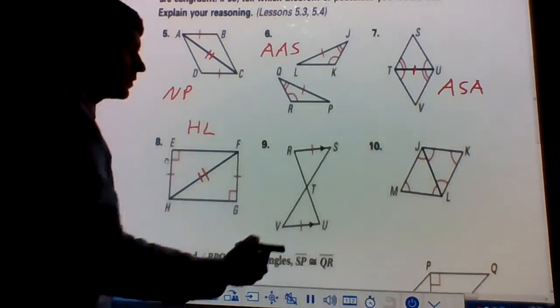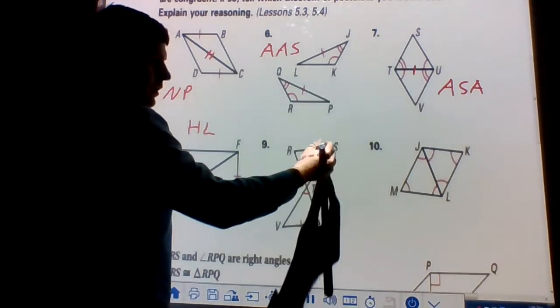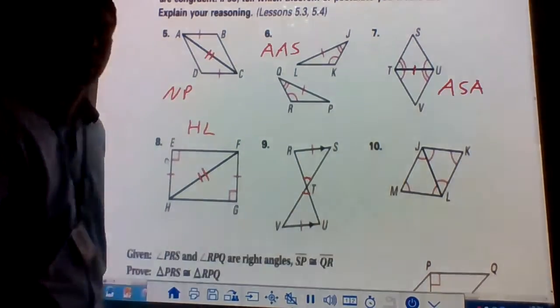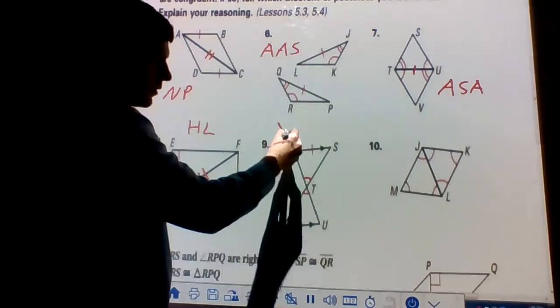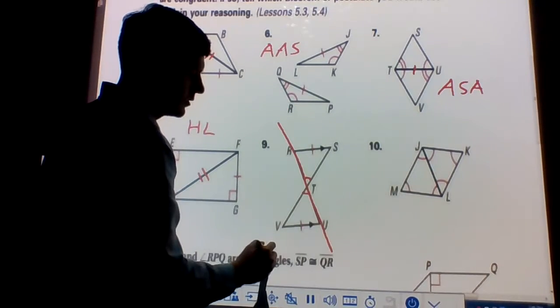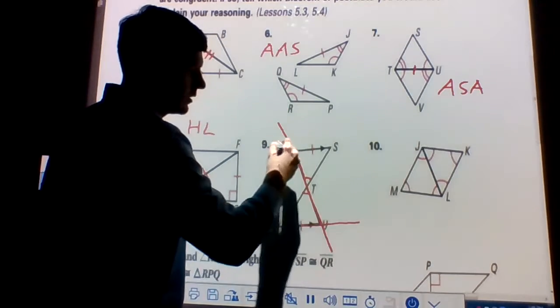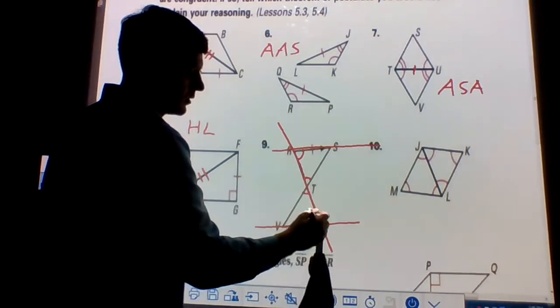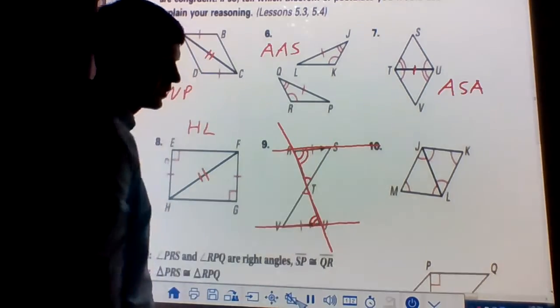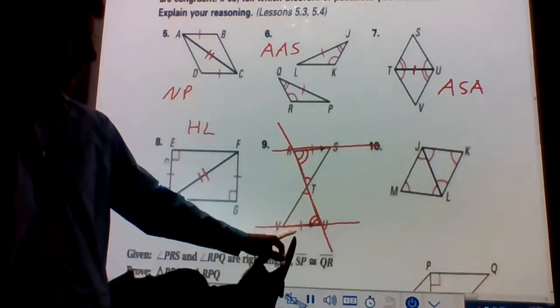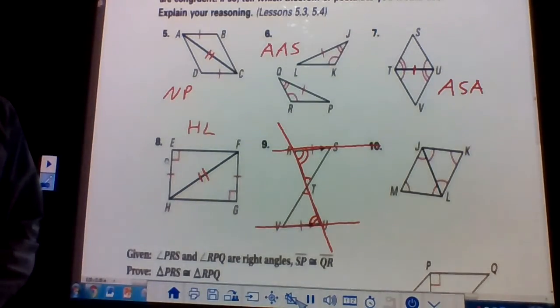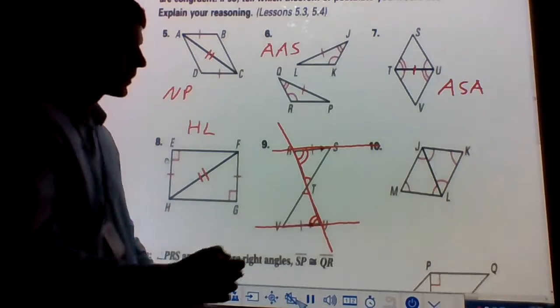Number 9, we have vertical. If we keep going out our list, we see this arrow indicating parallel lines. If you have parallel lines, you need to look for alternate interior angles. Okay, so if we draw our transversal, and here's our parallel lines, these alternate interior angles are congruent. And then we have angle, side, right? Two pair of angles. And we have angle.